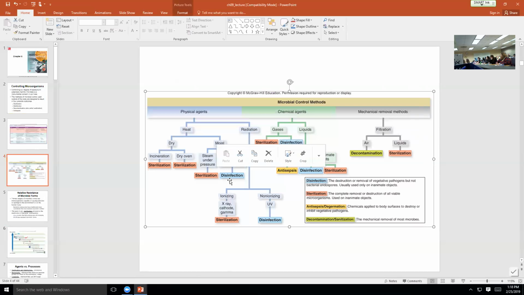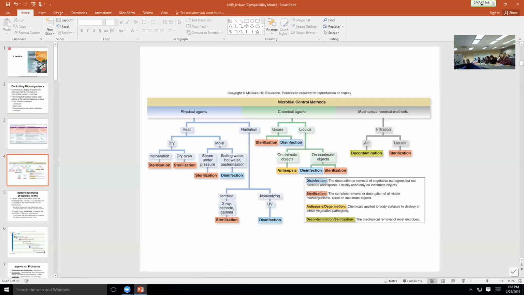Disinfect. So, different kinds of goals, right? Sterilization, disinfection, decontamination. So you're trying to decontaminate, but here you've got something on animate, so living versus inanimate objects, called antisepsis.